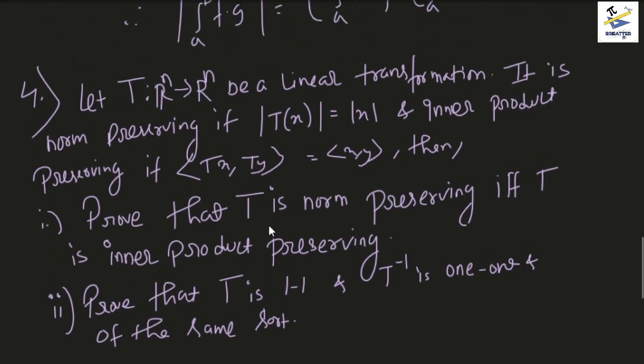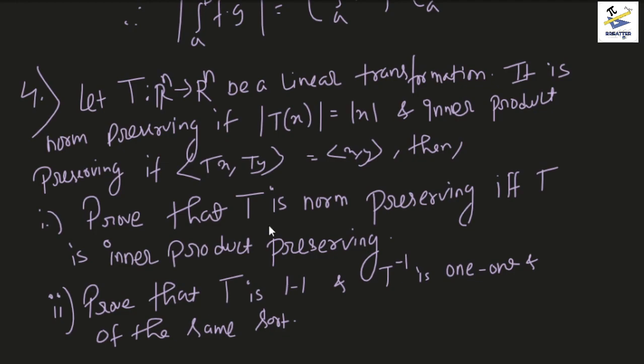So let us understand the question first. It basically means that let T from R to the power n to R to the power n be a linear transformation. It is norm preserving if norm of T of x equals norm of x, where x is any vector from R to the power n, and inner product preserving if the inner product of Tx and Ty is equal to the inner product of x and y itself. So we just remove the T, that is why it's called preserving, because it preserves the vector itself. Taking the inner product or the norm on the transformation does not change the result compared to doing it on the vector itself.